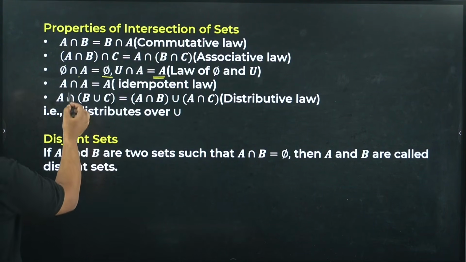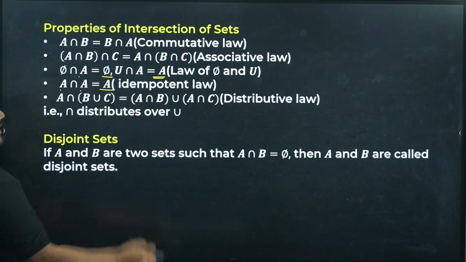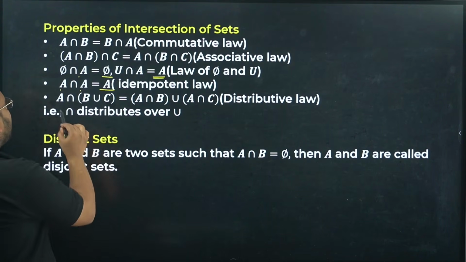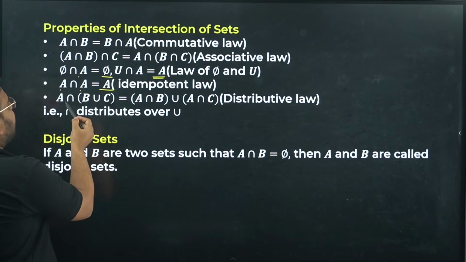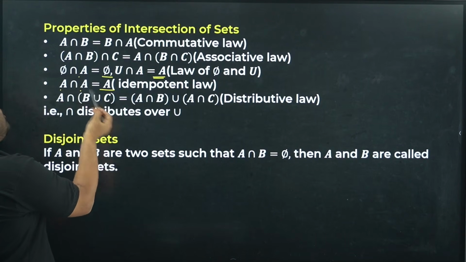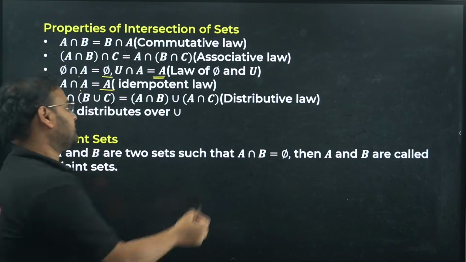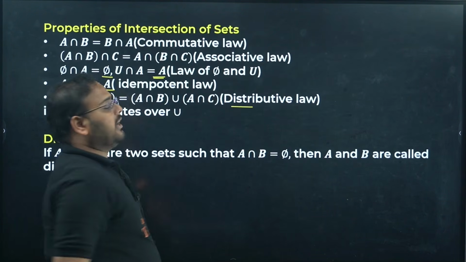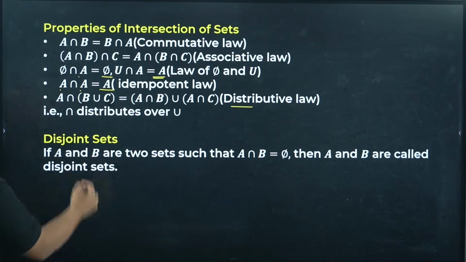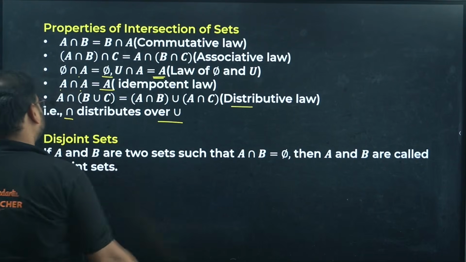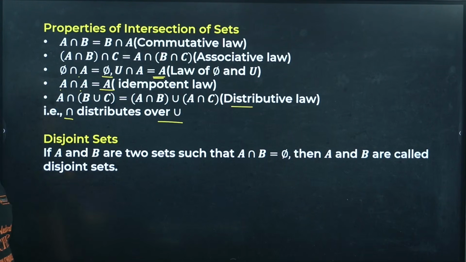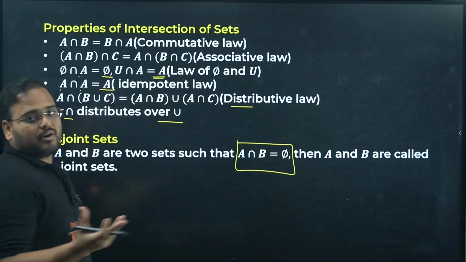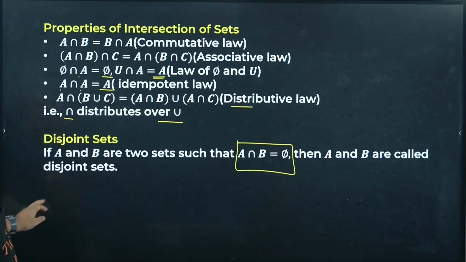Idempotent law will remain the same. A with A will give me A if you take intersection of A and A. Okay. A intersection with B union C is given by A intersection B union A intersection C. Distributive law of intersection over union. Intersection distributes over union. Disjoint sets means nothing in common. When the intersection is the null set, or nothing is in common, they are called disjoint sets.